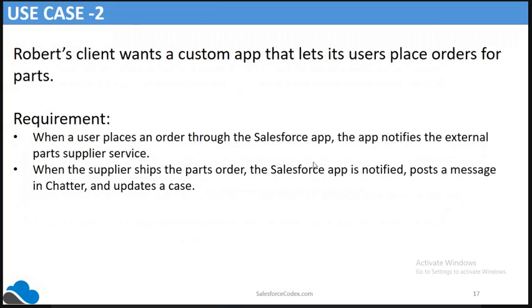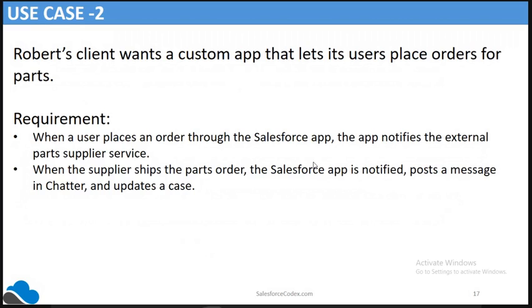The second use case: Robert's client wants a custom app that lets its users place orders for parts. They want a notification when an order is placed through the Salesforce app. The app notifies the parts supplier service. When any order is created in the Salesforce application, the third-party system wants a notification that an order is processed in Salesforce. When the supplier ships the parts order, the Salesforce app is notified, posts a message in Chatter and updates the case.